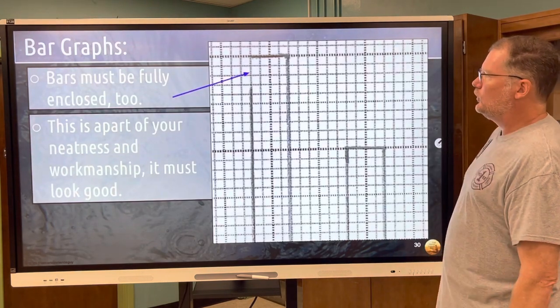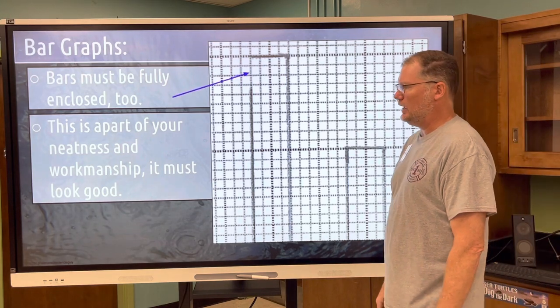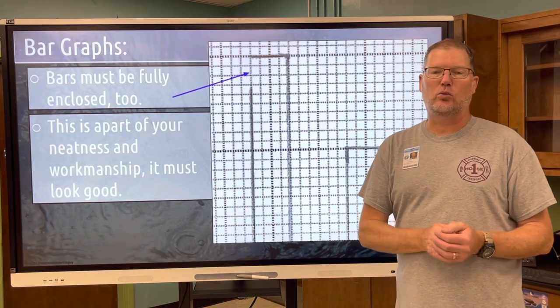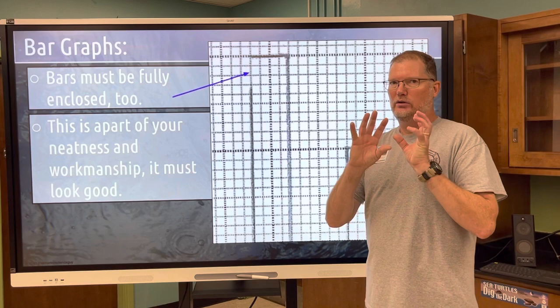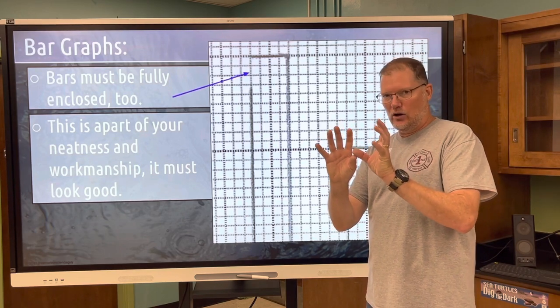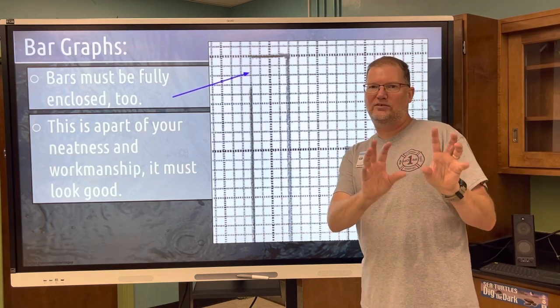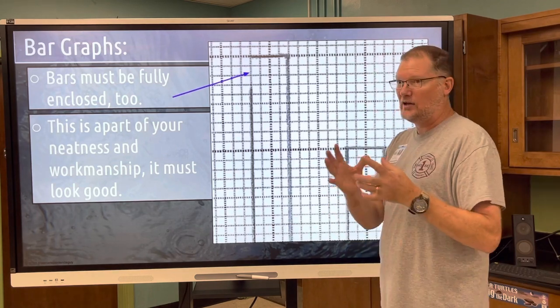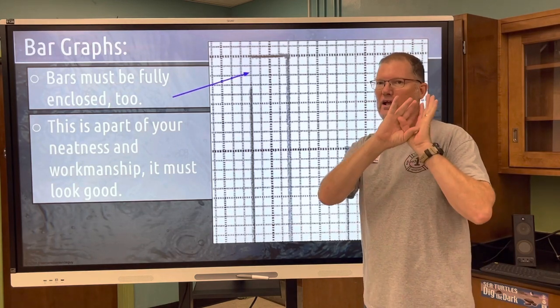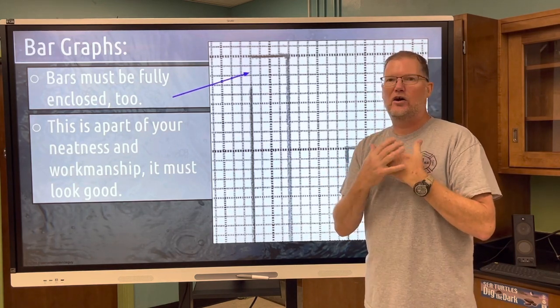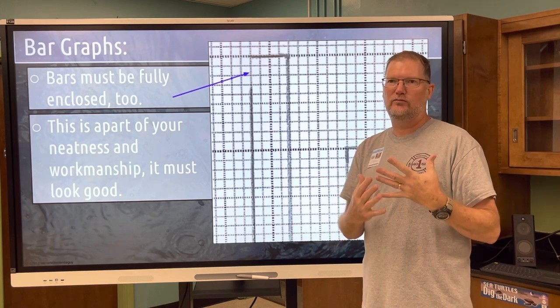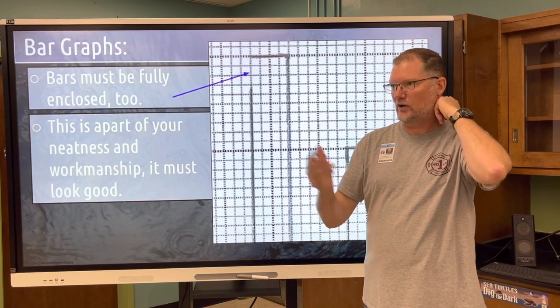So the bars must be fully enclosed also, okay? Part of neatness and workmanship, that whole not a piece of art, more of a piece of science, okay? Now yes, art and science go together in many ways, and I'm very appreciative of that because I love drawing. You saw that on the board over there.